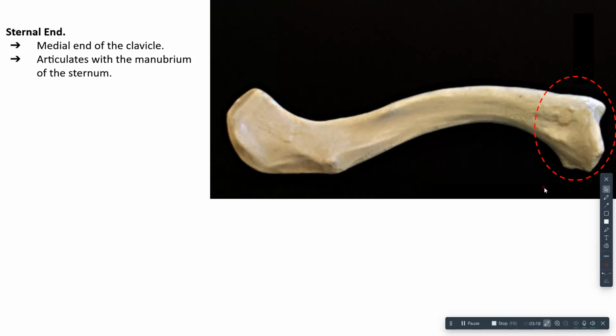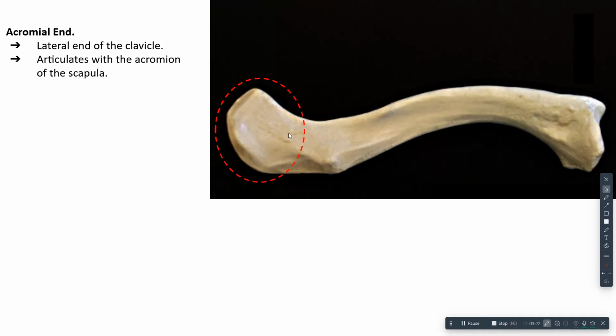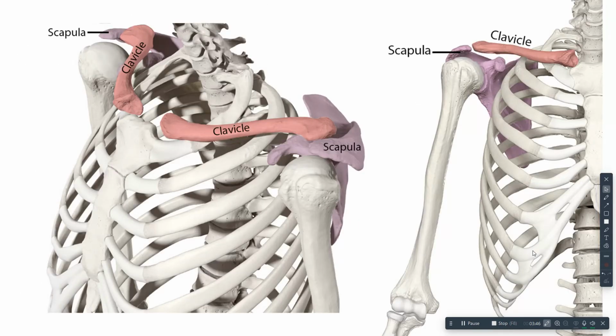Let's talk about the other end. The other end is called the acromial end. It's the lateral one. It is definitely the flatter one. It is going to articulate with part of the scapula, known as the acromion. That's where acromial comes from. We'll talk more about the acromion later on, but for now, let's go back for a second here.